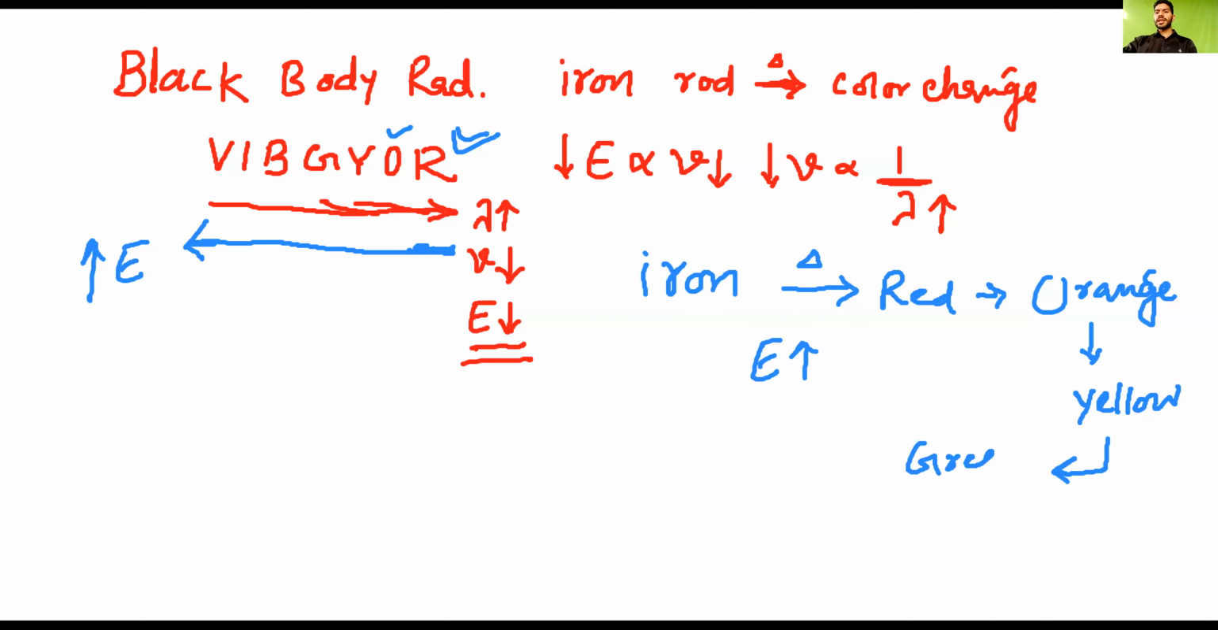So that was the actual reason given by Planck's quantum theory: whenever any black body is heated, just like the iron rod, it first becomes red, because red has very low energy. It has a very high wavelength, or you can say a very low frequency, or very low energy. So when it has a very small amount of energy, the color will be red. And then when we increase the energy, its color will become orange, then yellow, then green, then blue, and then indigo also. So this was the reason to explain black body radiation.